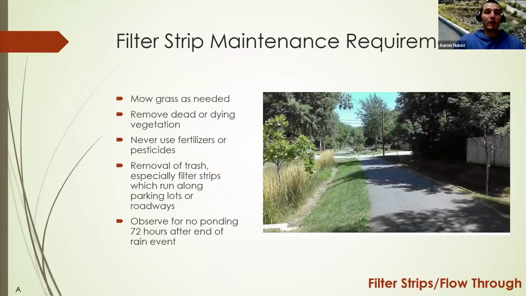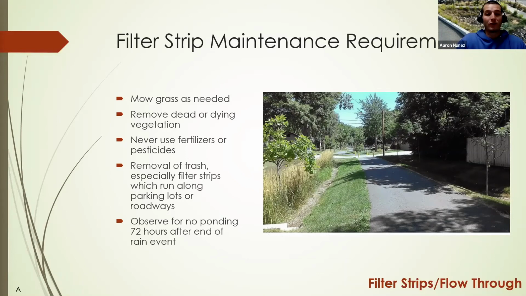And again, we're talking about the same maintenance requirements. Each feature has some specialized requirements, but we really have a lot of overlapping ones. Mow as needed, but don't overmow, and remove dead or dying vegetation. Fertilizers, especially in filter strips, don't use them, because typically these filter strips are placed along an adjacent waterway that's already existing. Keep trash out as much as possible.